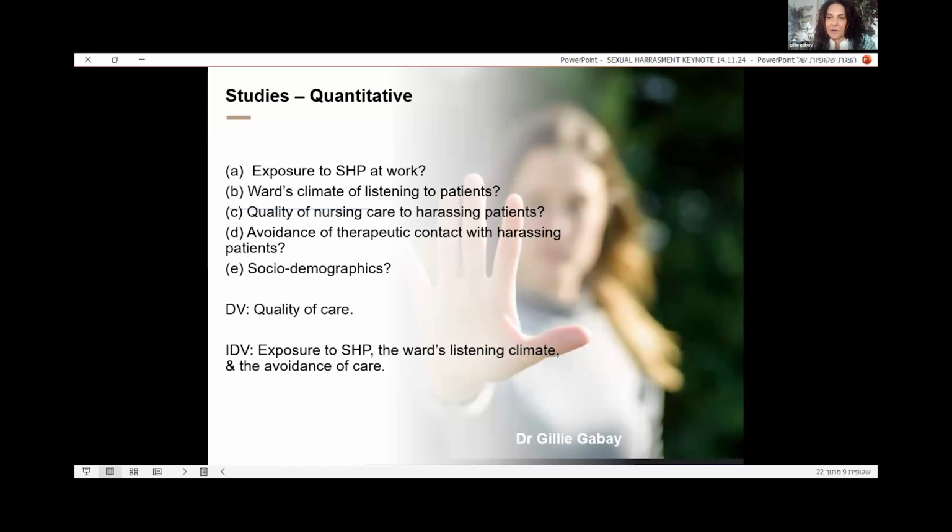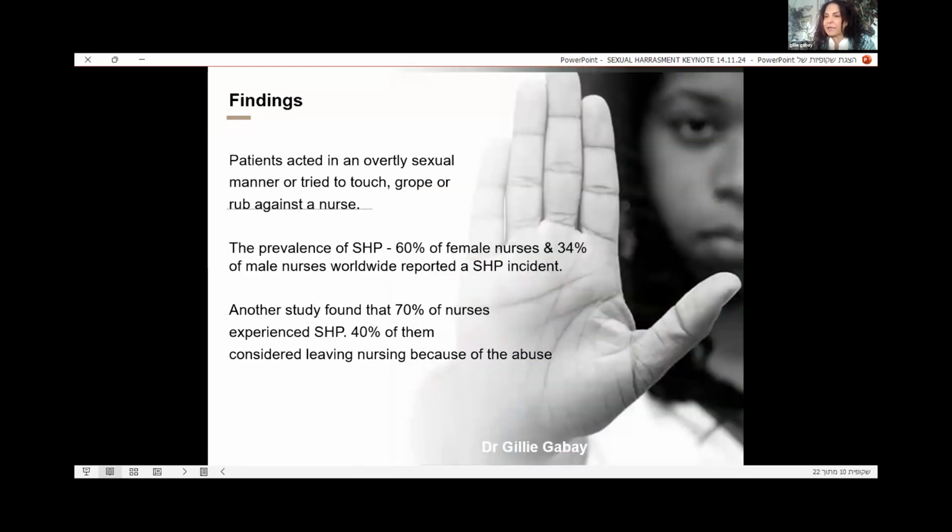So the dependent variable was quality of care. The independent variables were exposure to harassment, ward's listening climate, and avoidance of therapeutic care. What were our findings of this study? Patients did act in an overtly sexual manner, try to touch, grope, or rub against a nurse. The prevalence, you'd be astonished: 60% of female nurses and 34% of male nurses worldwide report a sexual harassment incident.